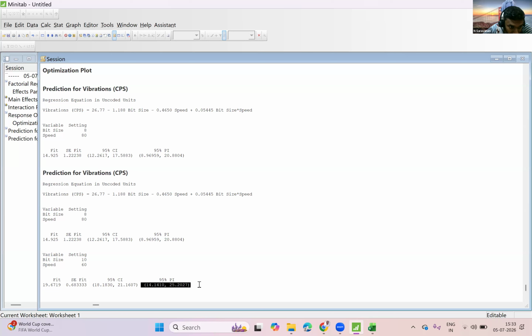Now, what is the lowest vibration? And getting this SE fit, in the previous ones I could see 1.22. On this new one, it is going to 0.68. What does that refer to?